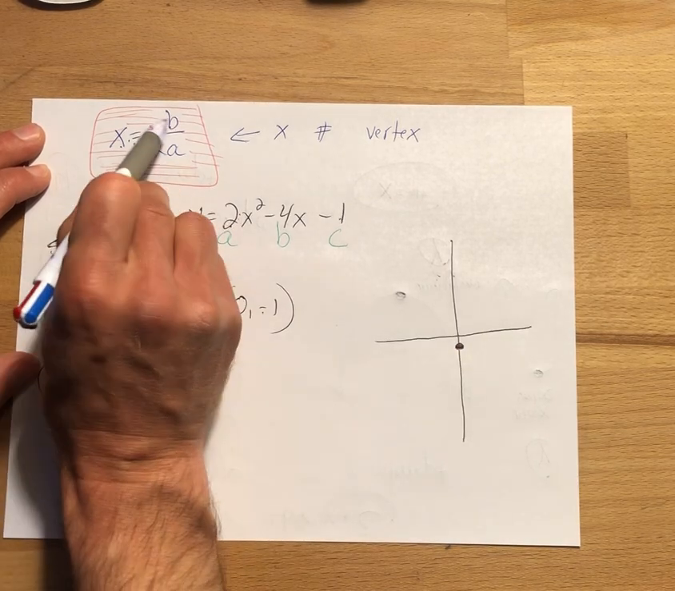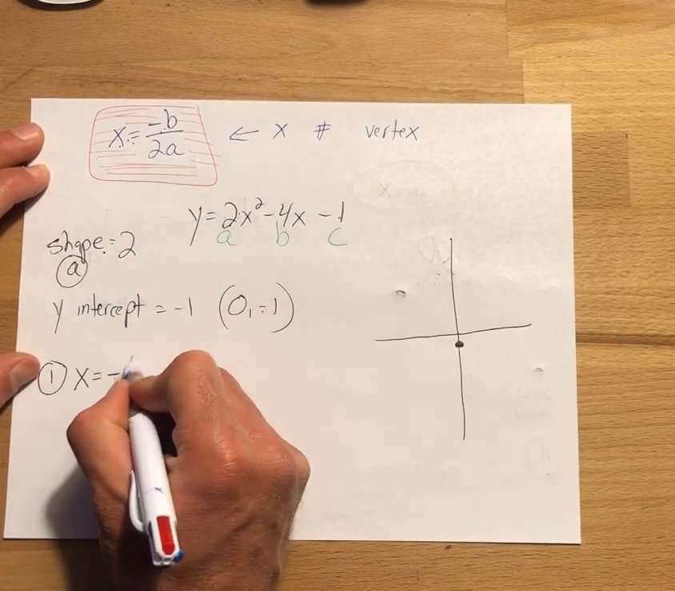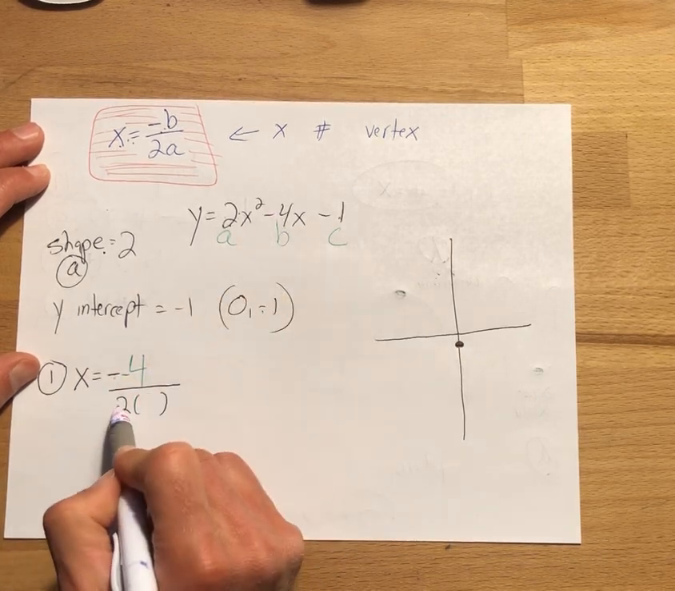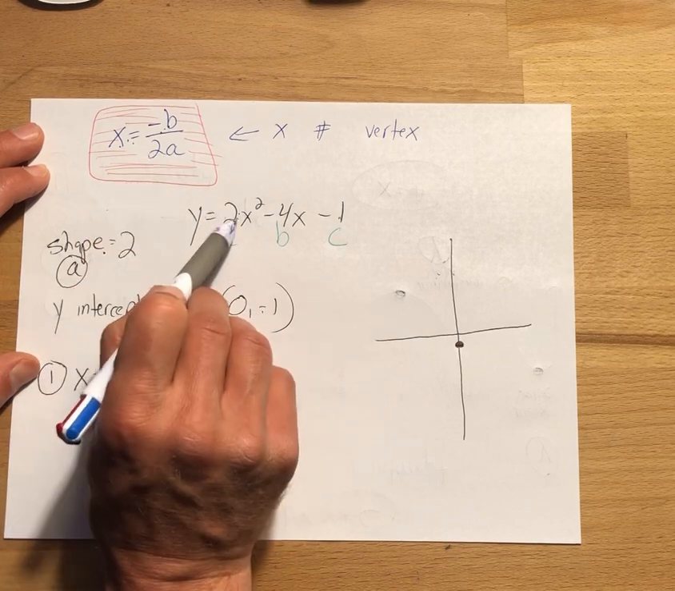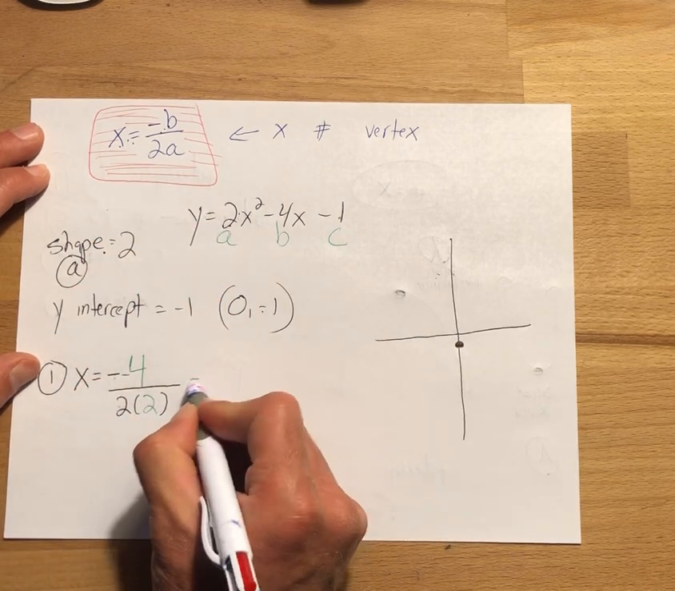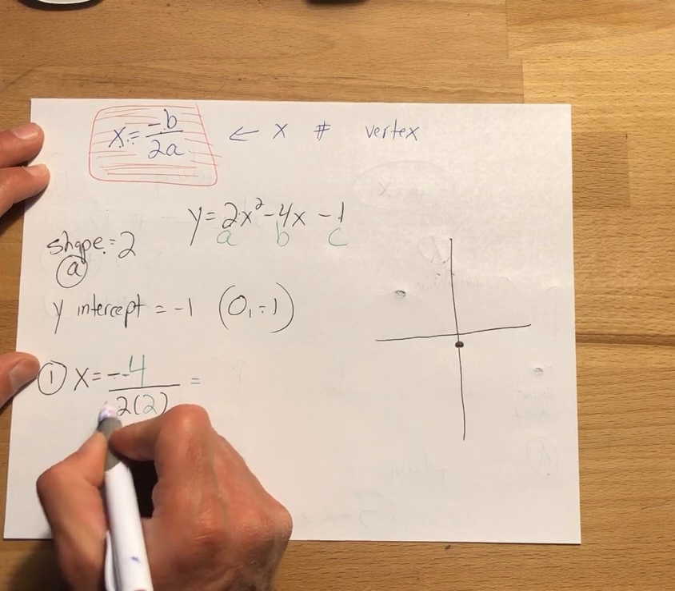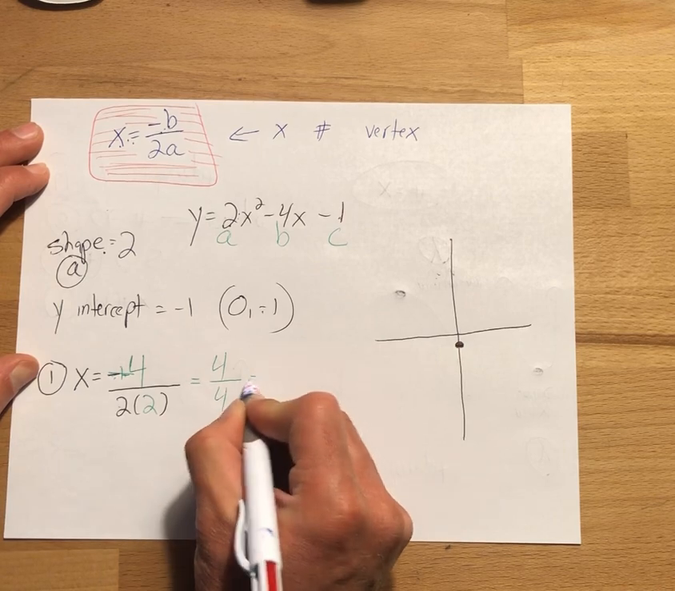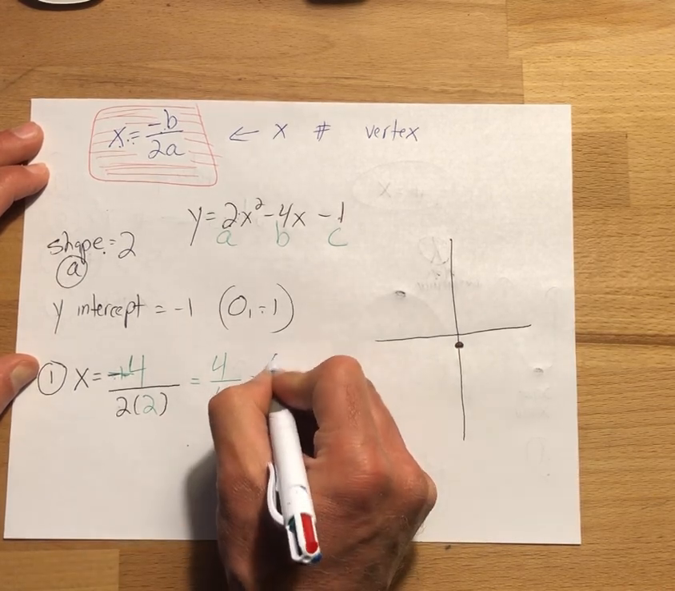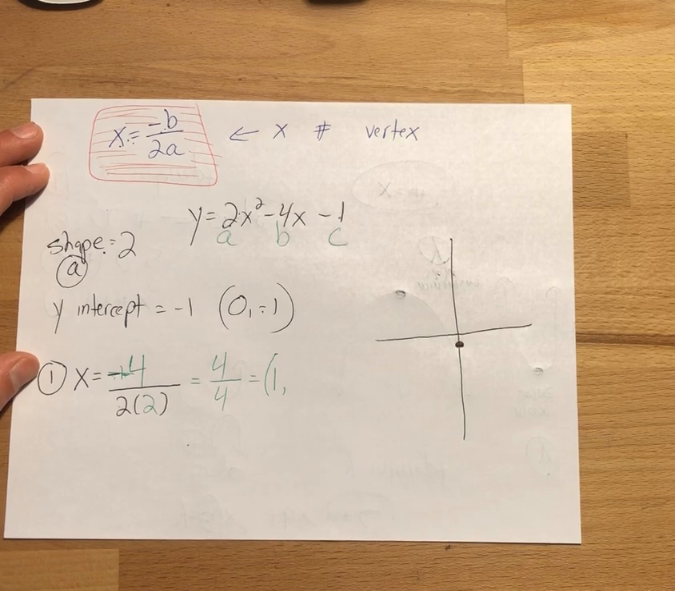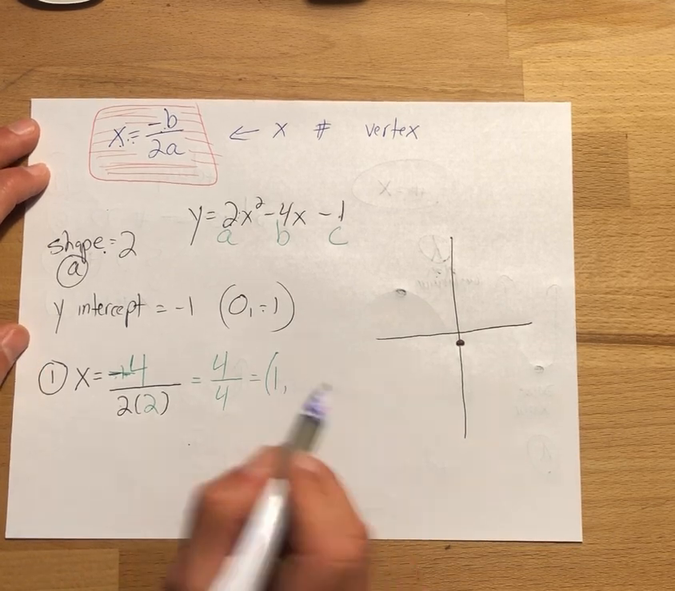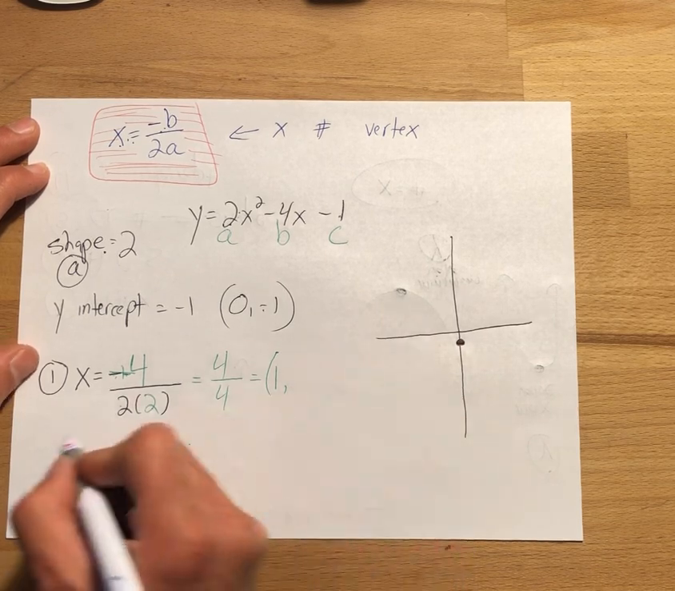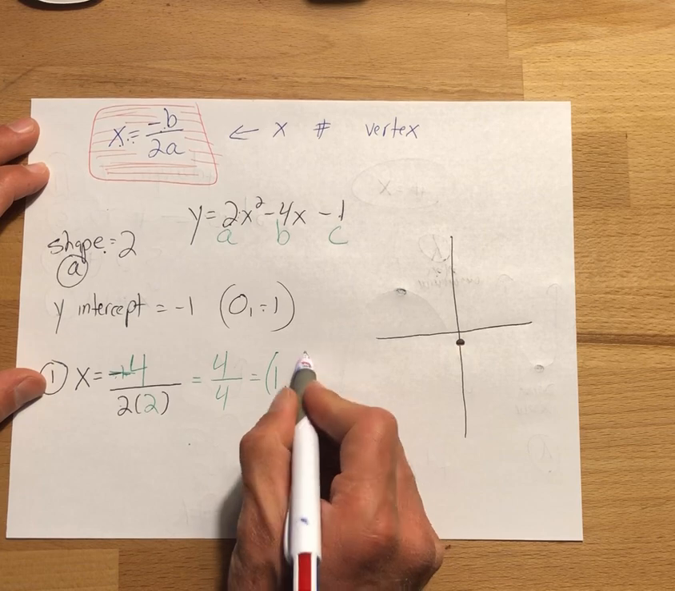So negative b, which is -4, see my b is a -4, over 2 times your a. My a is 2, which is going to give me negative and a negative is a positive 4 over 2 times 2, which is going to give me 1. What I just found was my x number for my vertex, because your vertex is a point. It's a coordinate.